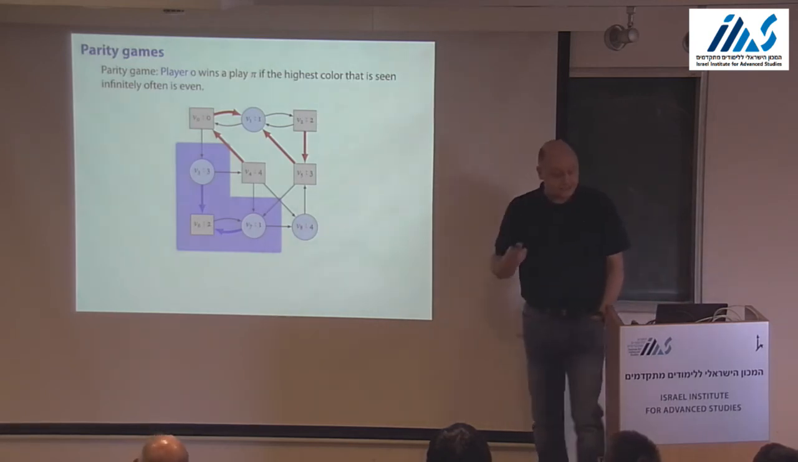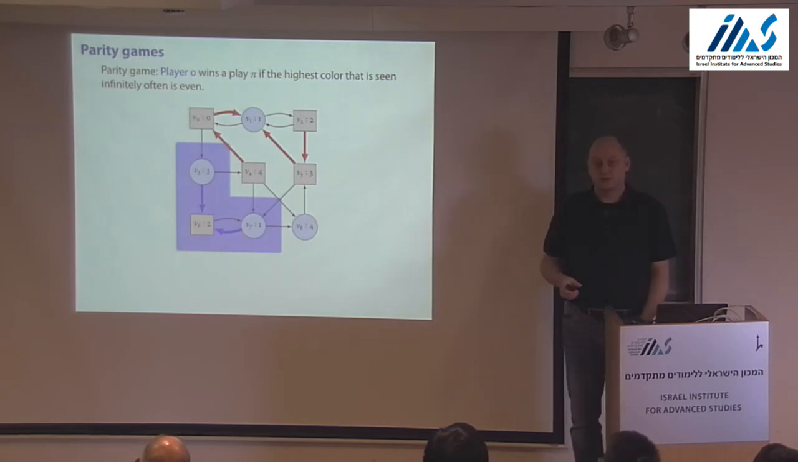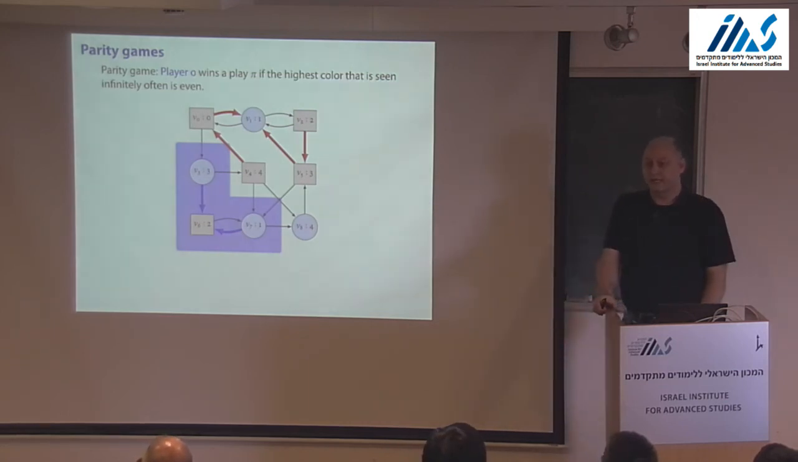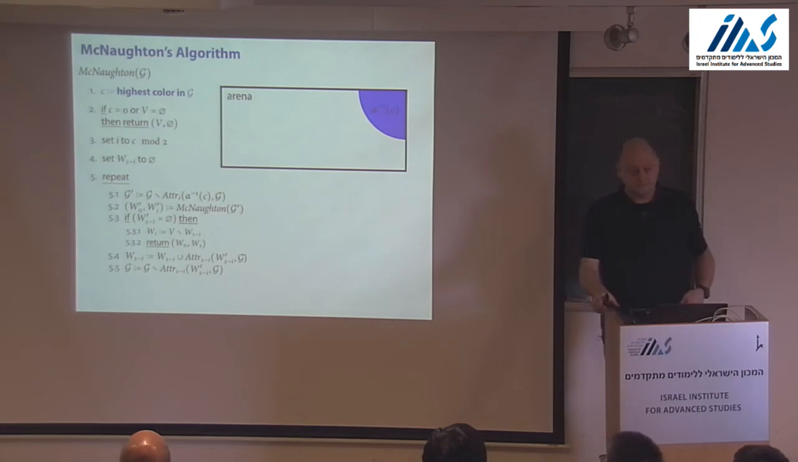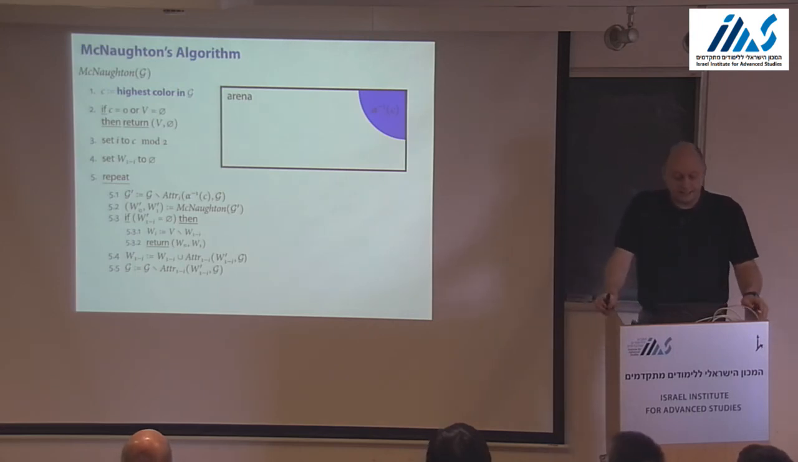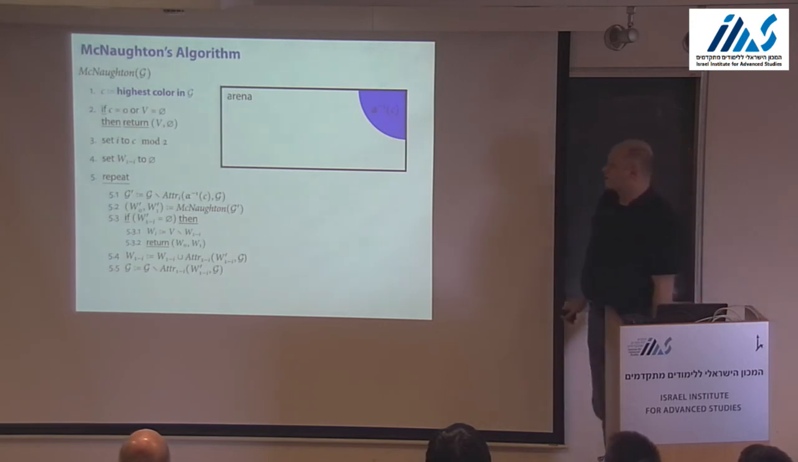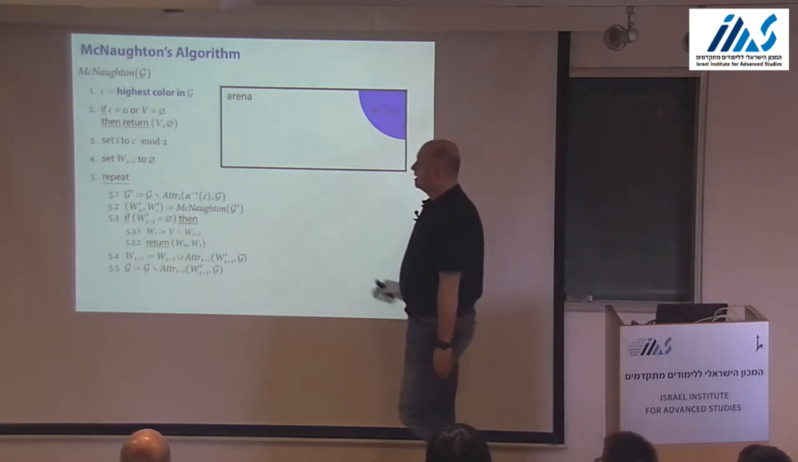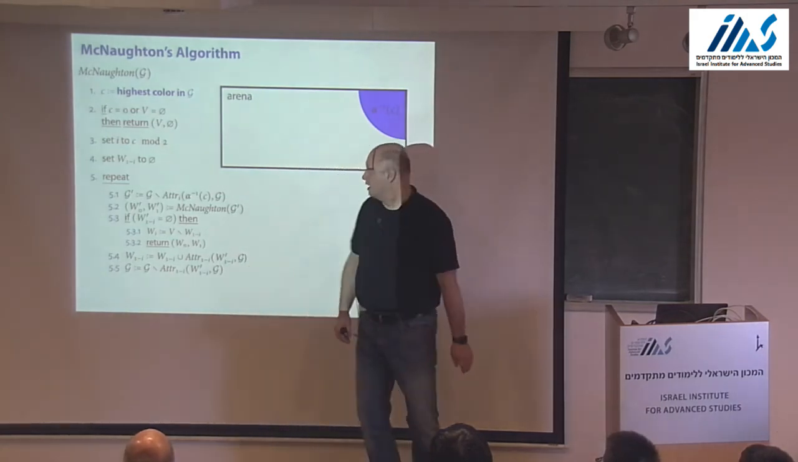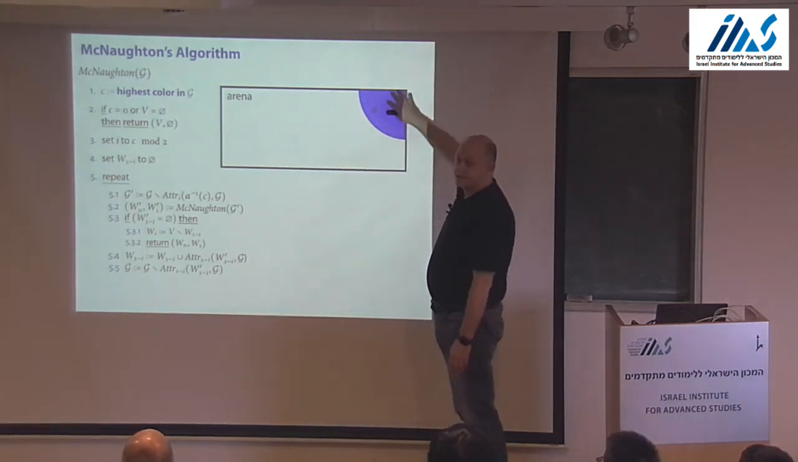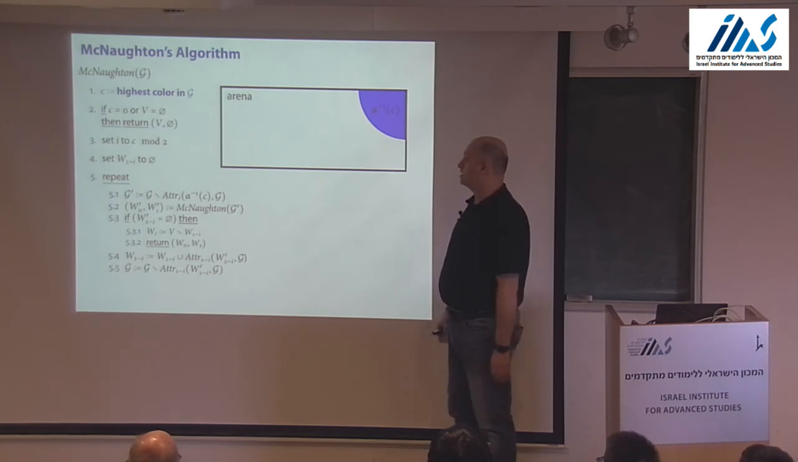Now, what we'll do next is look at one simple algorithm to solve parity games, that is, to determine the winning regions of the two players. This algorithm is due to McNaughton, and it's from '93. So the algorithm starts by identifying the highest color that appears in the graph. So let's say these are the states where the highest color appears.